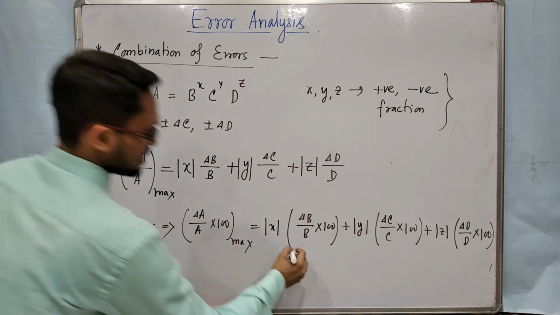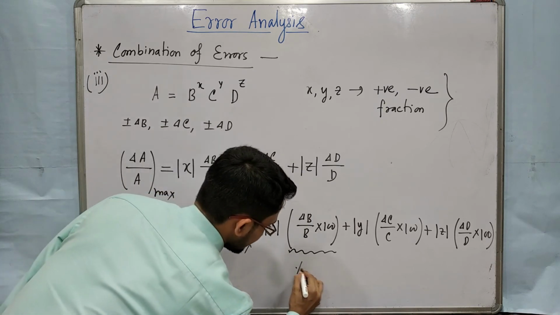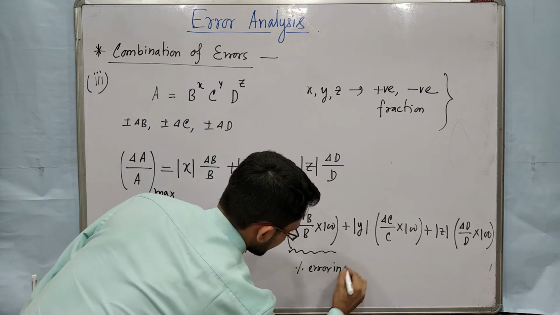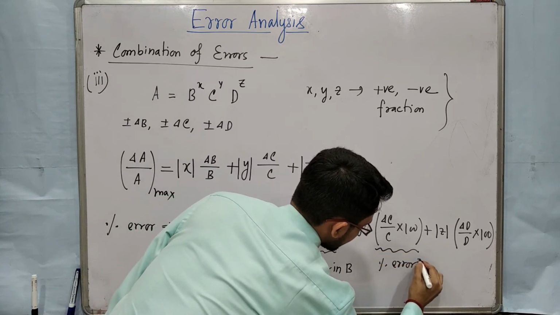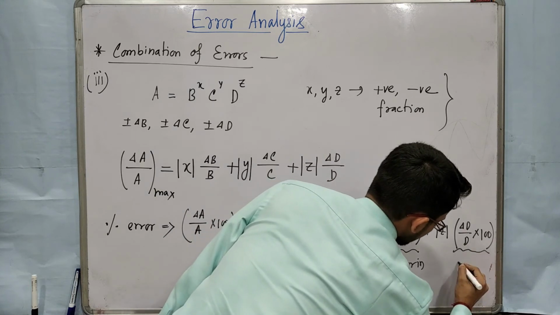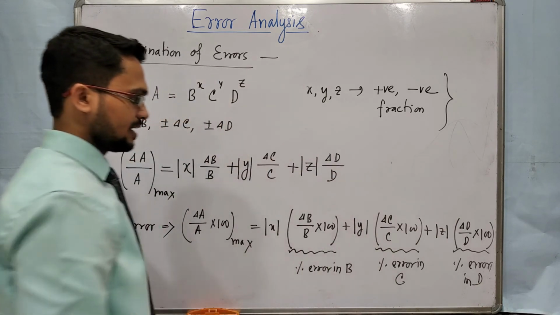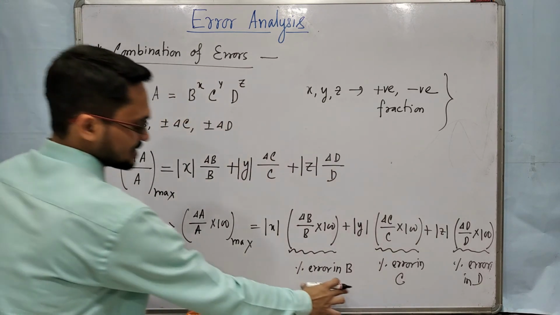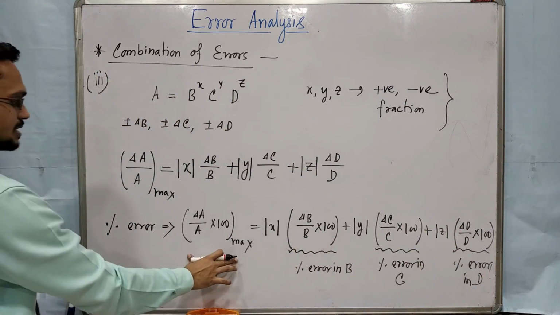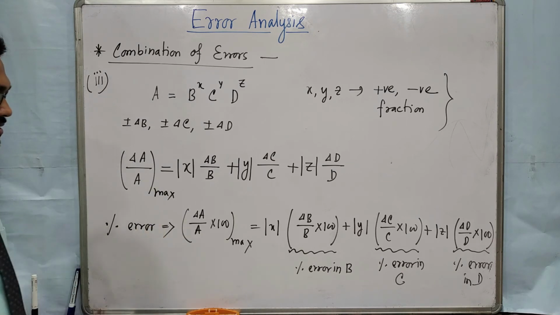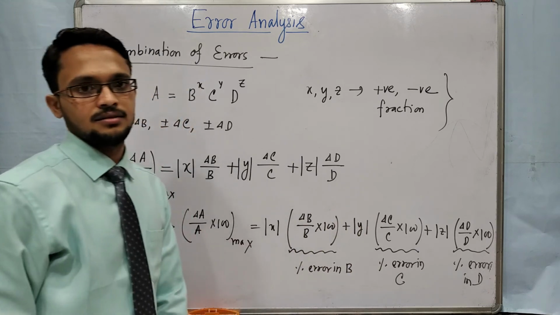Now this is basically the percentage error in B, this is the percentage error in C, and this is the percentage error in D. So suppose these percentage errors are given and you have to calculate the maximum percentage error of A. You can easily calculate it: if you know x, y, z, just put the values, multiply them, add them, and you will get the result. Understand?